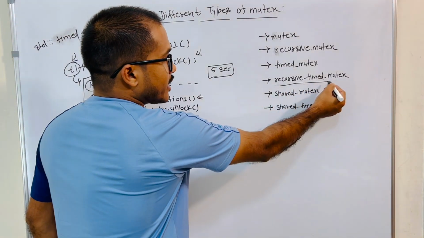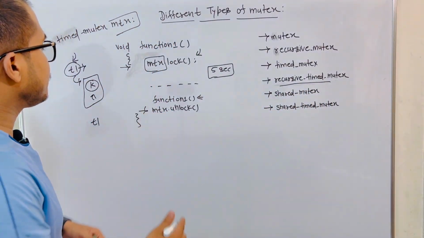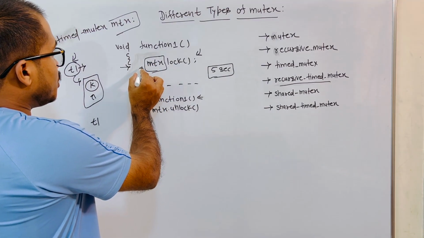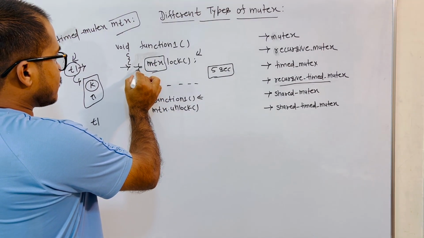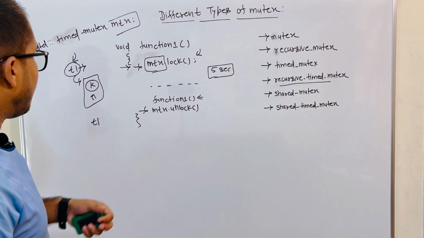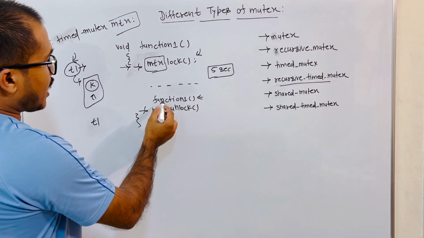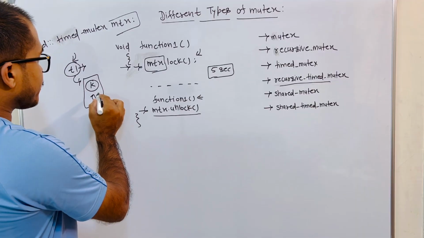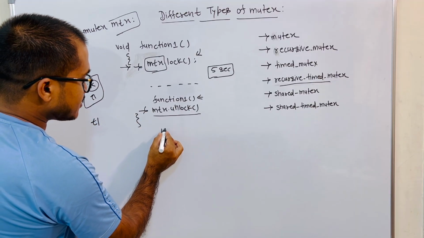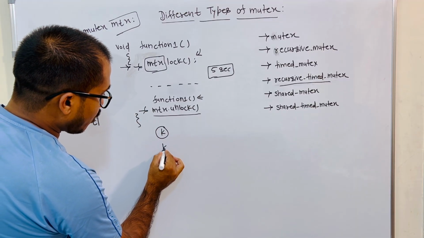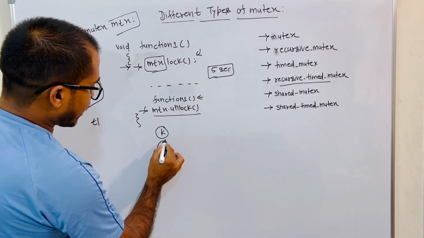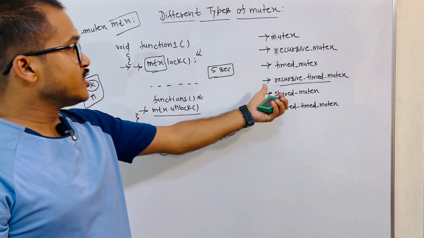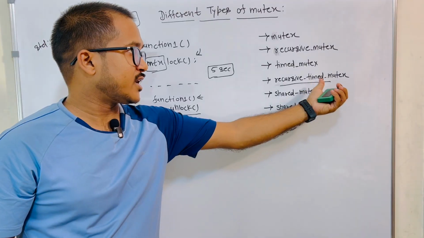But if I'm using recursive timed mutex, then I'll be able to recursively lock this particular mutex mtx, and my system will make sure that when I release the mutex, if I have locked the mutex k number of times, I'll also unlock the mutex k number of times. So this is the overall idea behind recursive timed mutex.